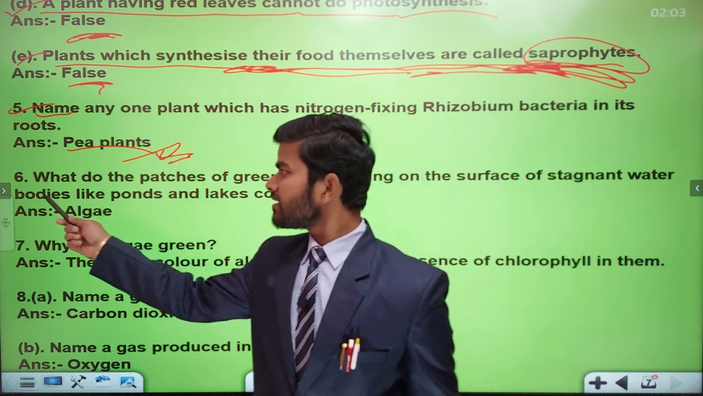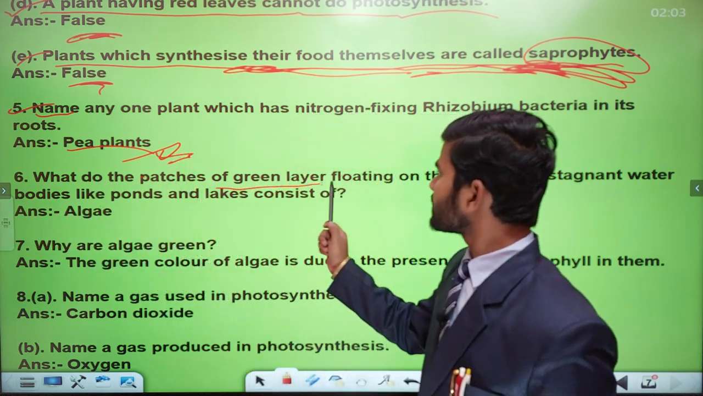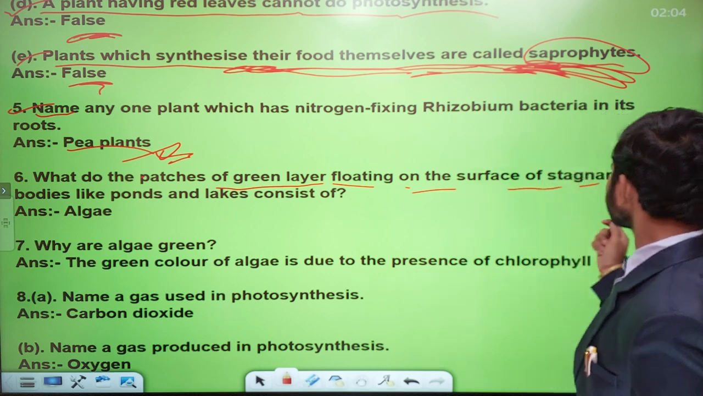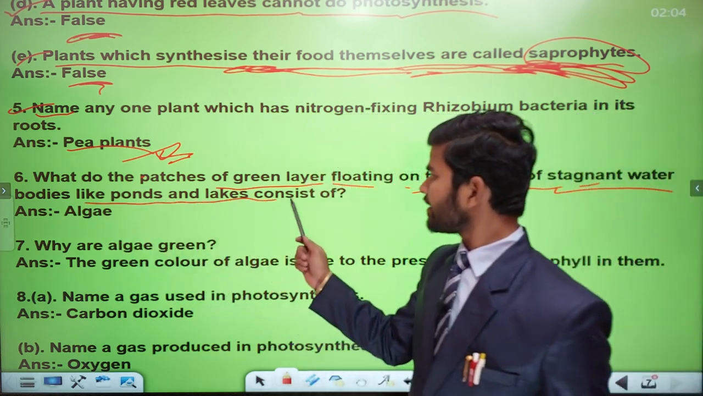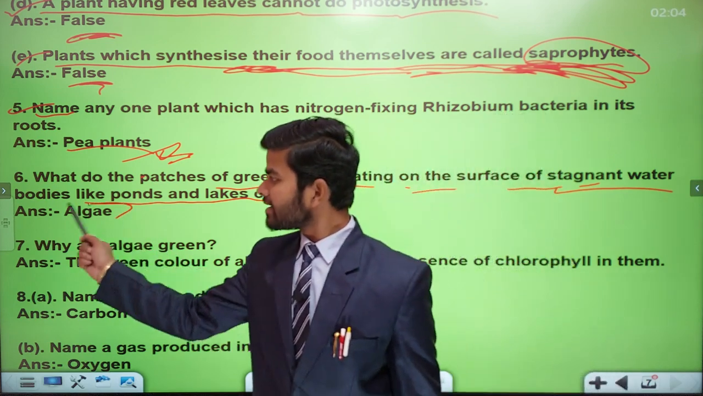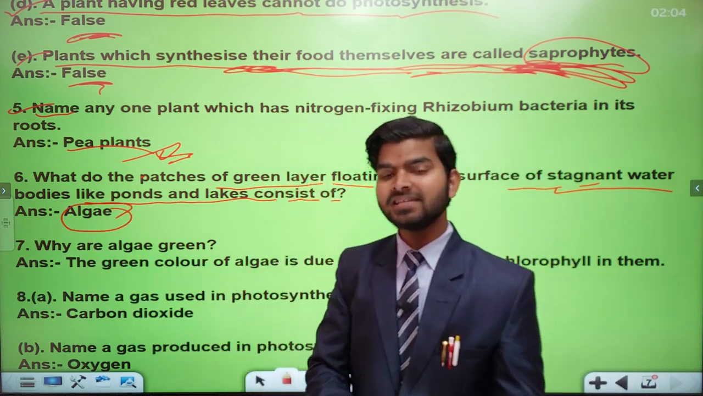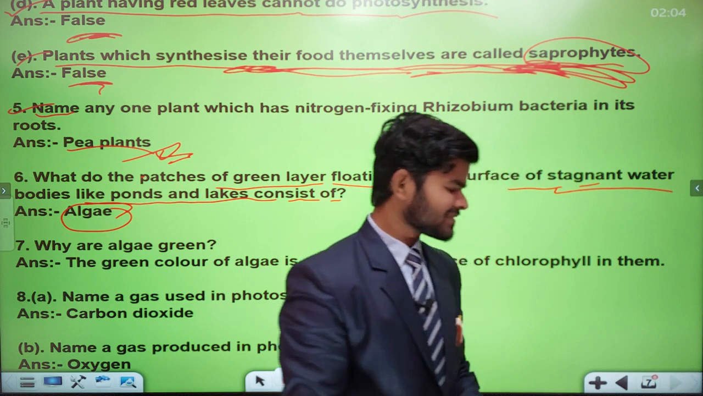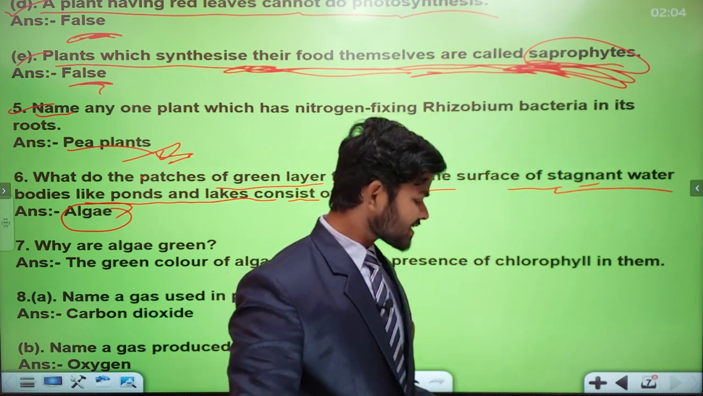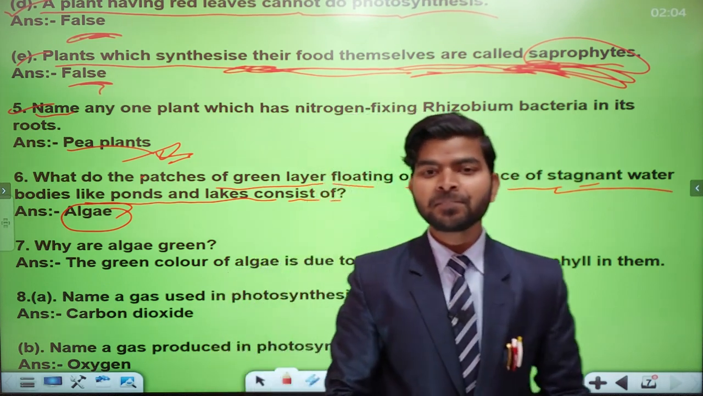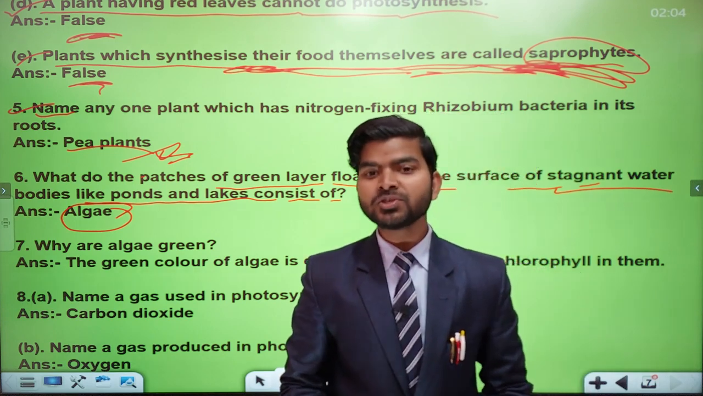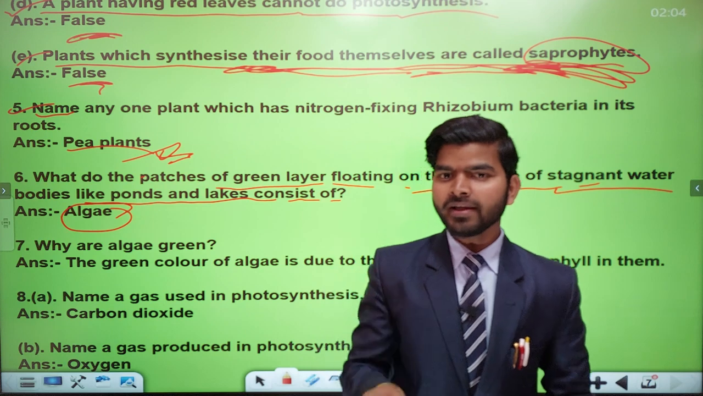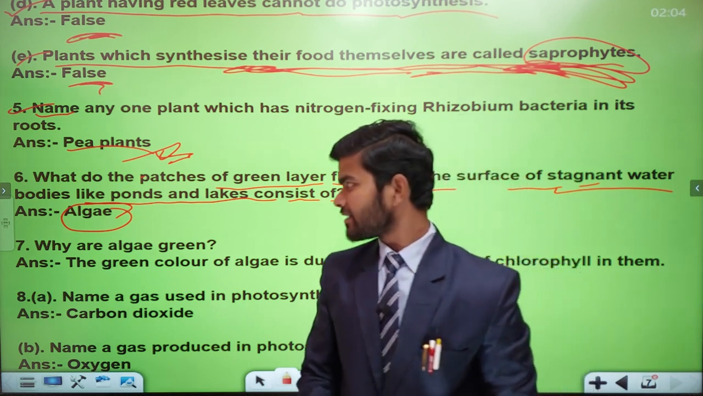Next one: what do the patches of green layer floating on the surface of stagnant water bodies like ponds and lakes consist of? Algae. I have told you algae is present in a pond, just like a green layer and green coating, which is found in a pond or maybe a lake. All clear.